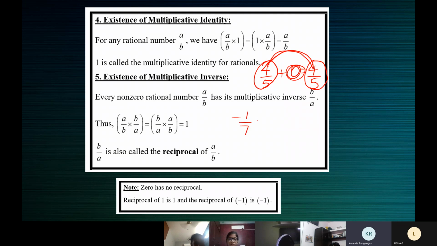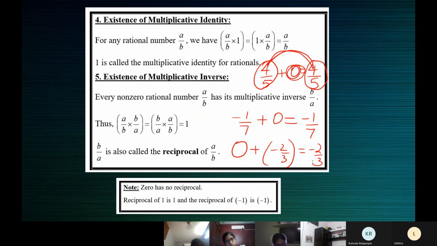Minus 1 by 7: when you add 0 to this, the answer is minus 1 by 7 itself. Or if you add minus 2 by 3 to 0, you will get the same answer, minus 2 by 3. 0 added to any rational number, or any rational number added to 0.